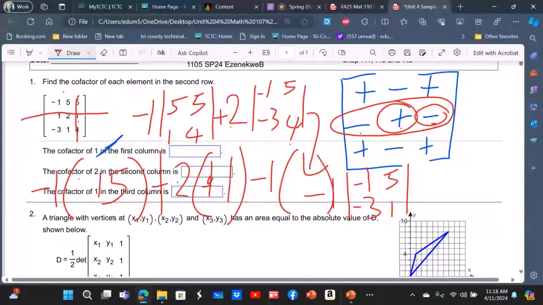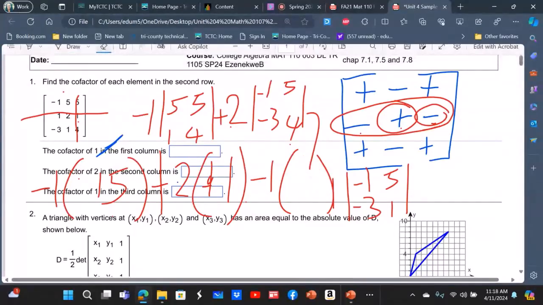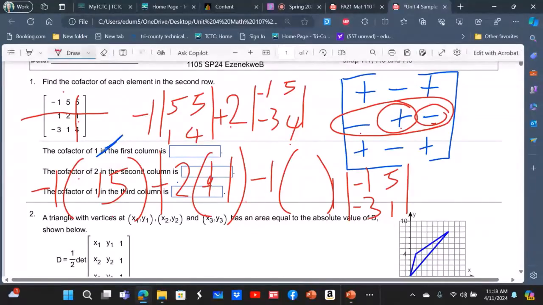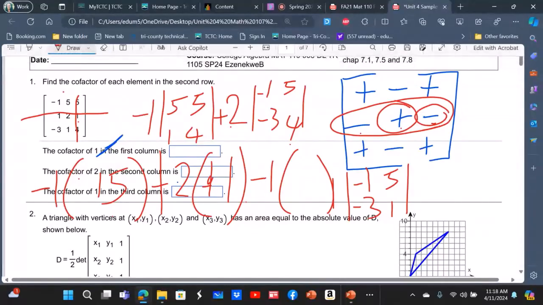If you are told to find the matrix of cofactors, you're not going to be doing it by calculator. You can, though, but it's good that you do it analytically and show your work. Okay, so I want to evaluate this matrix.